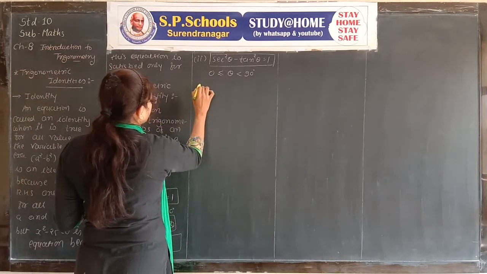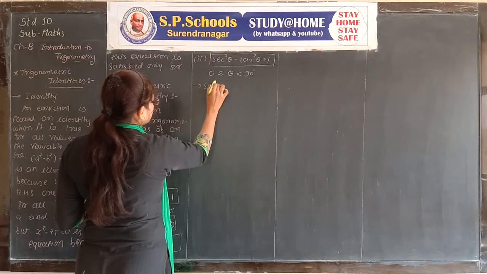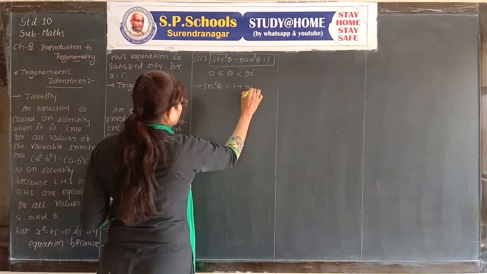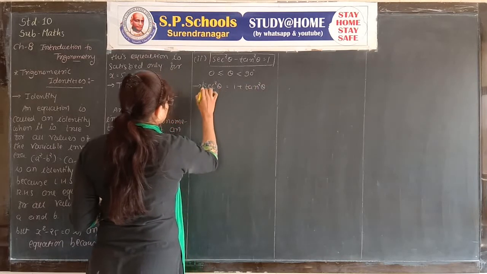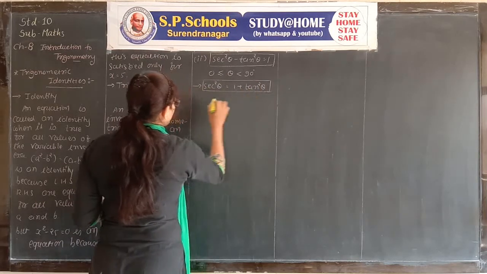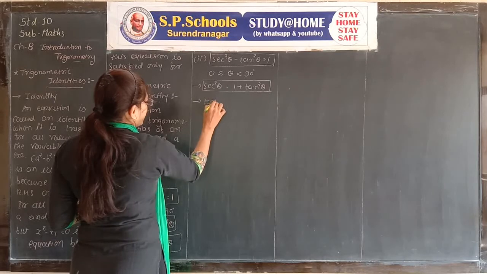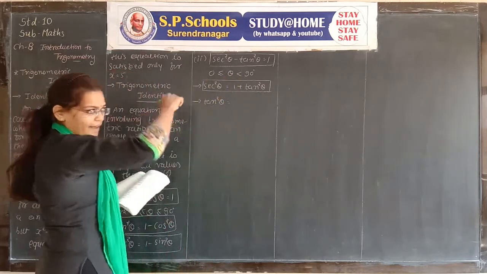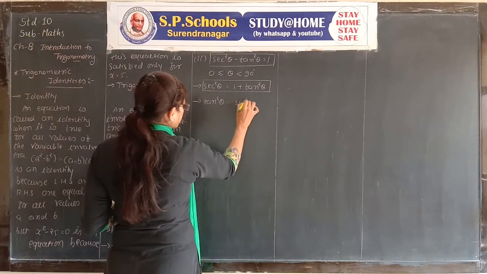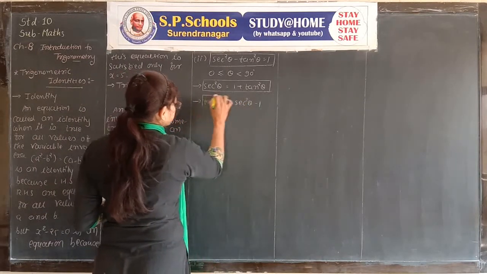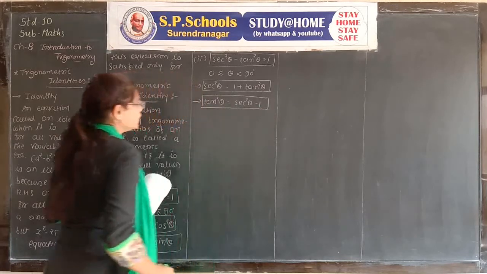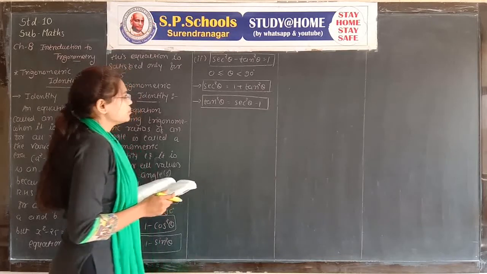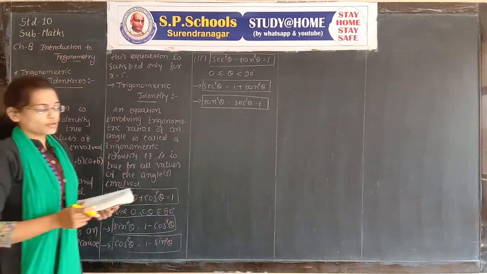Now for that we make sec square theta the subject: sec square theta is equal to 1 plus tan square theta. And by making tan square theta the subject, we shift 1 from the right hand side to the left hand side and we get sec square theta minus 1. These two, sec square and tan square, are obtained from sec square theta minus tan square theta.